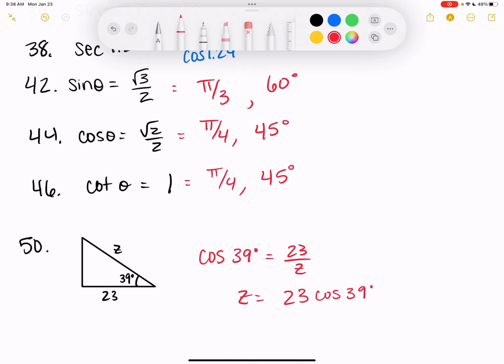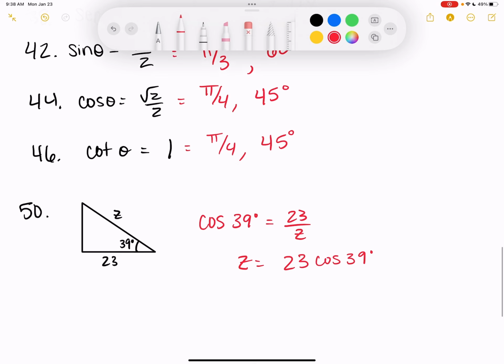And remember that's in degree mode. If you were still in radian mode from the last problem you did, make sure you switch it back. And just go to the nearest whole number for these ones. 18.